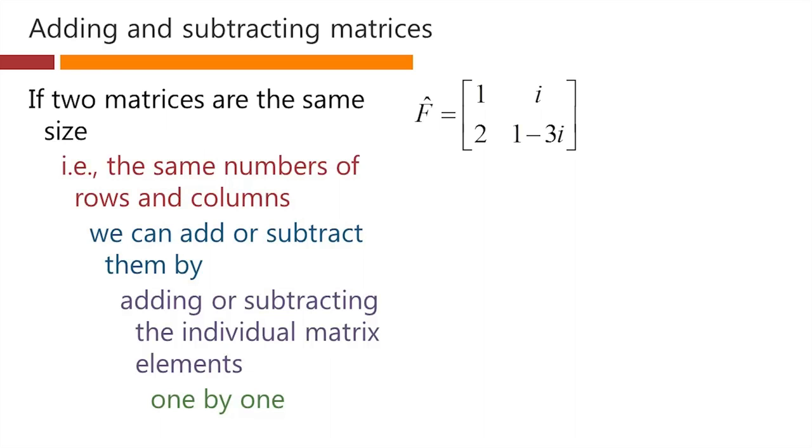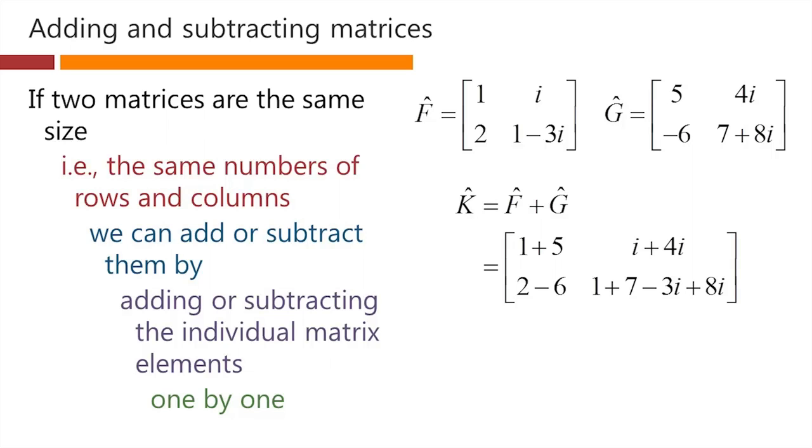So for example, if we have a matrix F with 1, i, 2 and 1 minus 3i as its elements, and similarly another matrix G with its corresponding elements, then to add the two of these together to get a new matrix K, we simply add the elements in each matrix one by one. So 1 plus 5 gives us our new element for K, i plus 4i here, 2 minus 6 here, and 1 minus 3i plus 7 plus 8i. And of course we can simplify that to get the result.